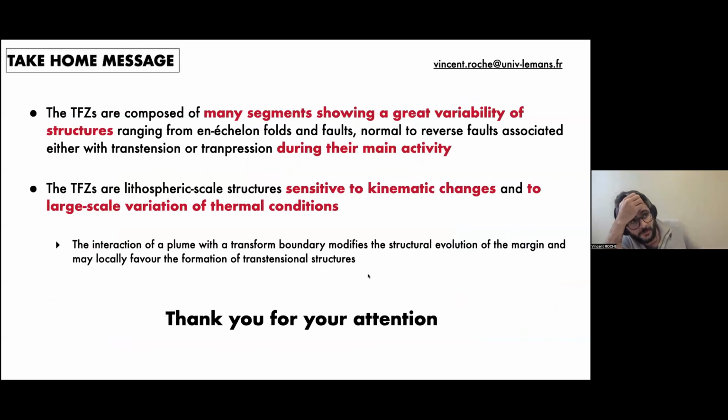So here, my main take-home message: the transform fault zones are composed of many segments, and they show a great variability of structures, ranging from normal faults to strike-slip faults and reverse faults, either associated with transtension or transpression. At large scale, these transform zones are very sensitive to kinematic change and also sensitive to variation, probably associated with the plume dynamics. And it is clear that the interaction with the plume modifies the structural pattern of the margins and may locally favor the formation of transtensional structures. Thank you for your attention.